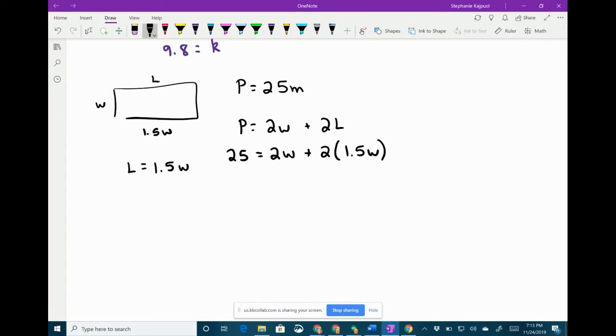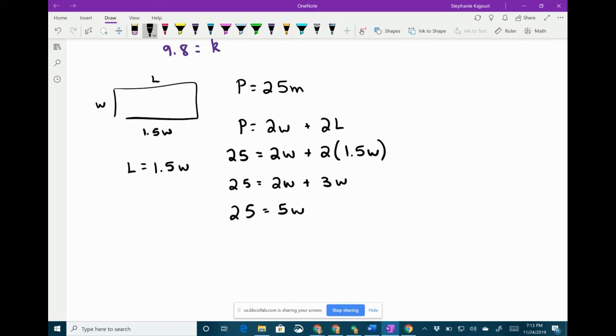So that will give you an equation, and then you can solve for W to get the width. So the first step would be to multiply the 2 times 1.5. So we get 2W, and then that gives me 3W. So then I can add the 2 plus the 3. Those are like terms. Since they both have W, that gives me 5W.